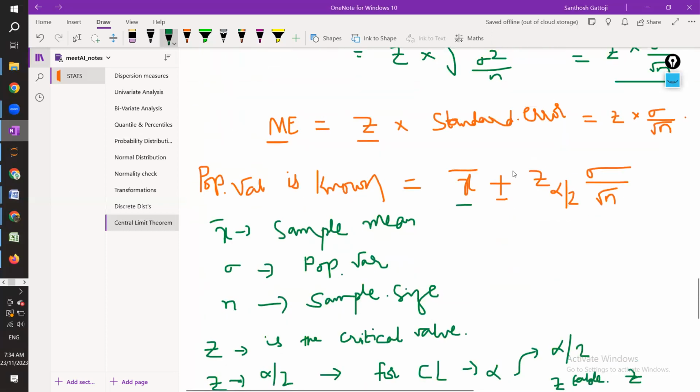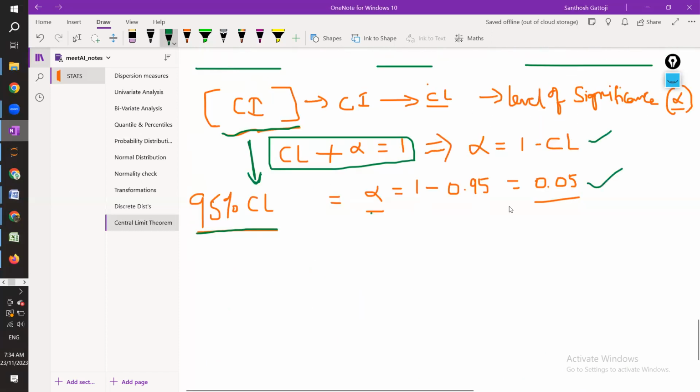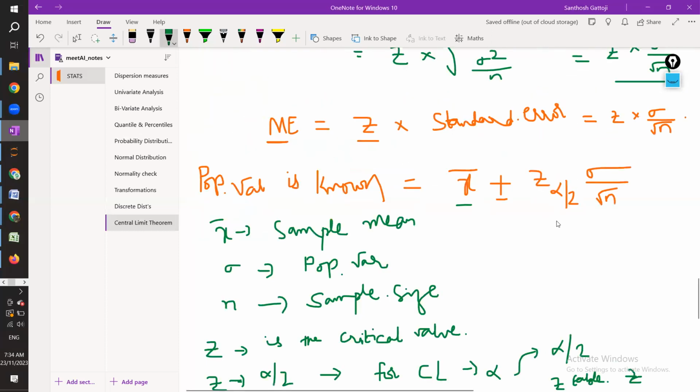Now go here, take this formula. x bar you already know. z at alpha by 2. Alpha is 0.05, so 0.05 by 2 becomes 0.025. Calculate the z value at 0.025, and rho and n, put these in, and you will get this value. From x bar plus or minus that, you will get a range, that is a confidence interval. At what confidence level?